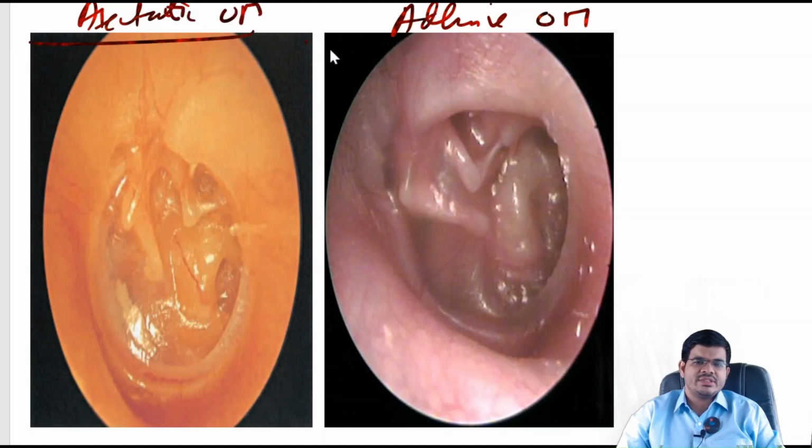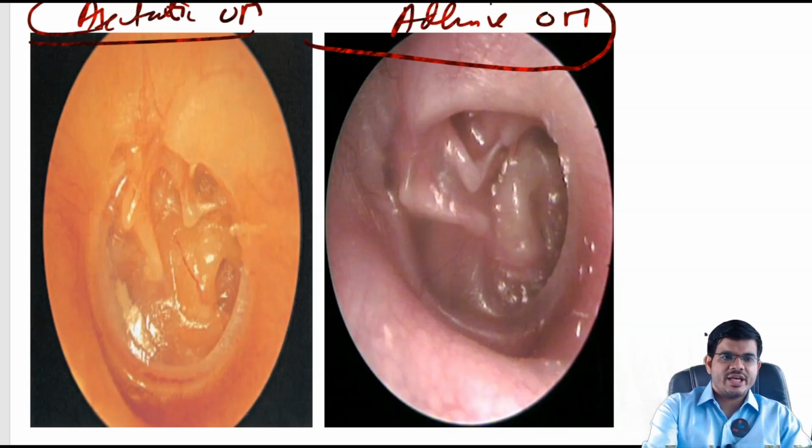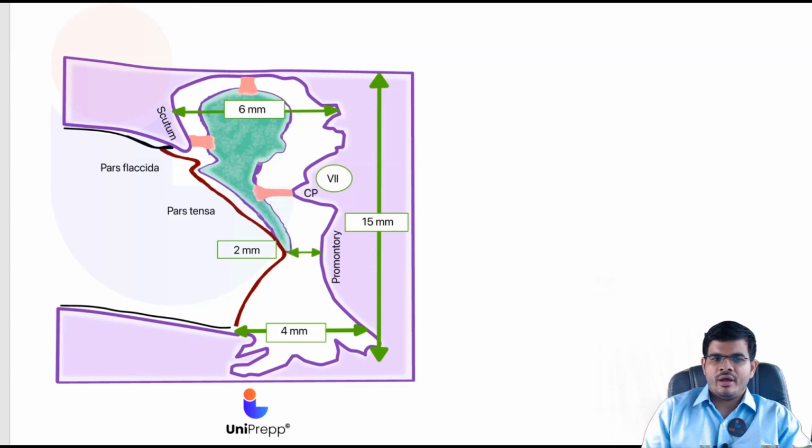Now this staging is what is known as the Sade classification. Now what is the Sade classification? According to the Sade classification, the retraction of pars tensa can be divided into 4. Okay, that is, you can see the pars tensa here. This pars tensa, when it gets retracted initially, it won't be touching the long process of incus. When it goes on to touch the long process of incus, which is seen here, then that is the stage 2.